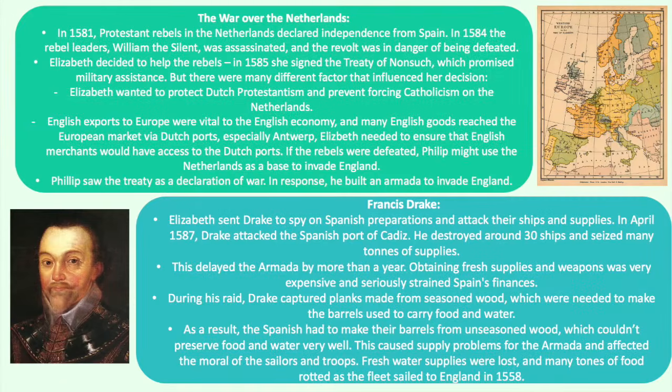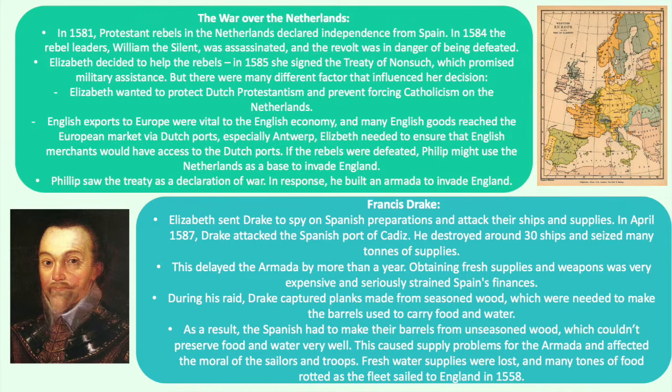In 1581, Protestant rebels in the Netherlands declared independence from Spain. In 1584, the rebel leader William the Silent was assassinated, and the revolt was in danger of being defeated. Elizabeth decided to help the rebels. In 1585, she signed the Treaty of Nonsuch, which promised military assistance.